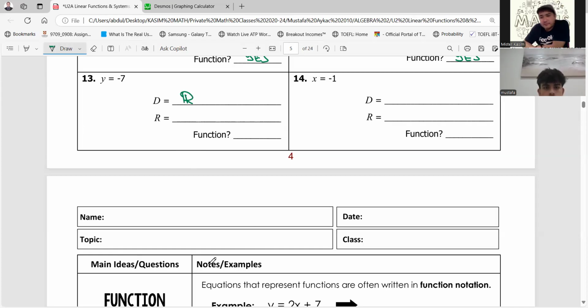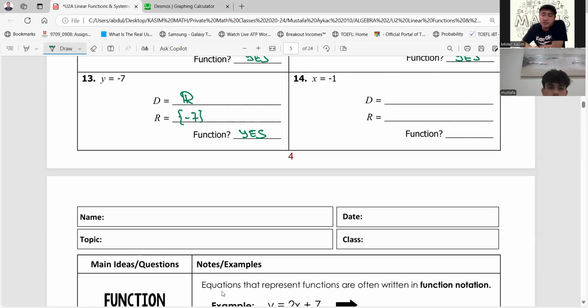How about the range? The range, wouldn't that also be all real numbers? No, it's only negative 7. It has only one value, right? Is it a function? Yes, because if you draw any vertical line, there will be only one intersection point.